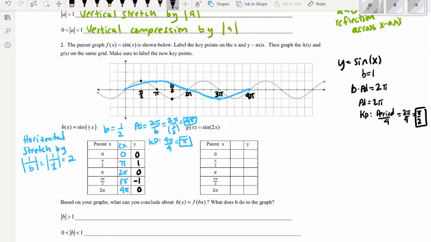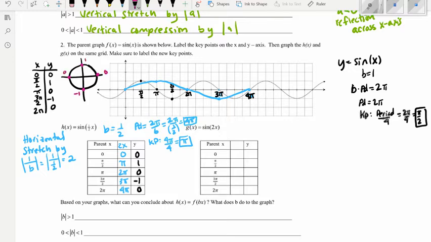So if I were to write out the parent graph table values, we have 0, pi over 2, pi, 3 pi over 2, and 2 pi. So 0, 1, 0, -1, 0. And remember, if you think about your unit circle, just to show you real quick, those are the y values on your unit circle here, here, here, and here. So it starts at 0, 1, 0, -1, 0. Again, looking at the y values on your unit circle.